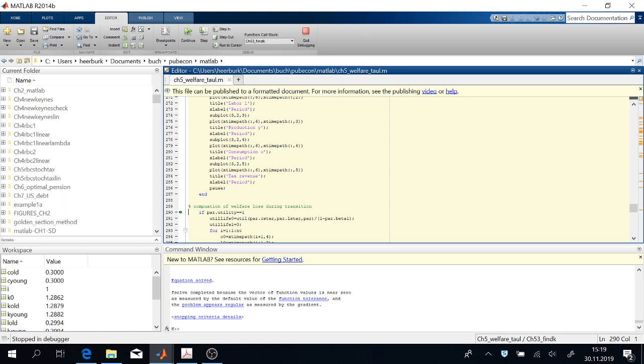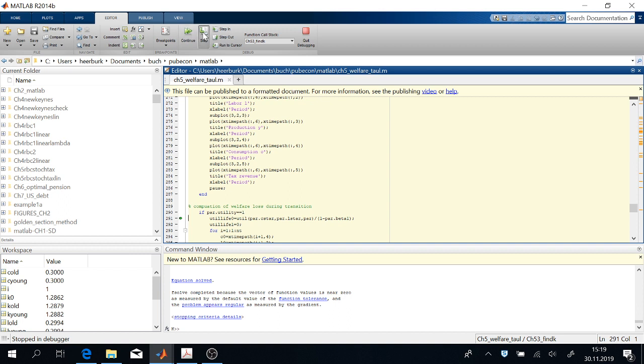And now we have also set the parameter utility to 1 so that the lifetime utility is computed. So what's lifetime utility in the old steady state? Well, instantaneous utility is constant. We always have consumption C star and labor L star and the parameter vector par. And this provides us with lifetime utility: instantaneous utility divided by 1 minus beta. It's just a geometric series.